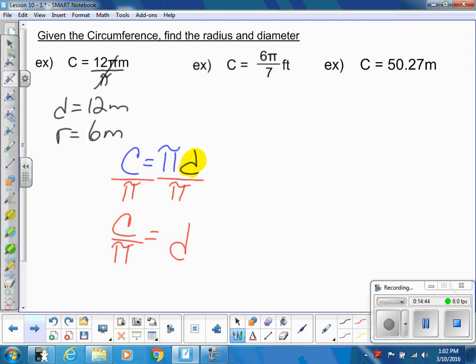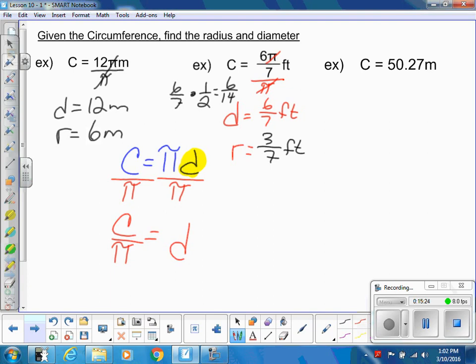The second one has circumference as 6 pi divided by 7. Would I change anything? Absolutely not. I would divide by pi, which would allow me to cancel these two. And that would give me a diameter of 6/7 feet. Now, when I need to cut that in half, well, if I take 6/7, cutting in half means I'm multiplying it by 1/2 because it's dividing by 2. Well, that's 6/14, and this would reduce to 3/7. So my diameter is 6/7, my radius would be 3/7.